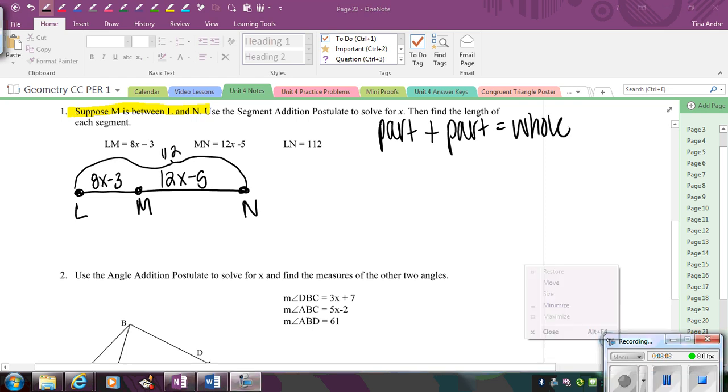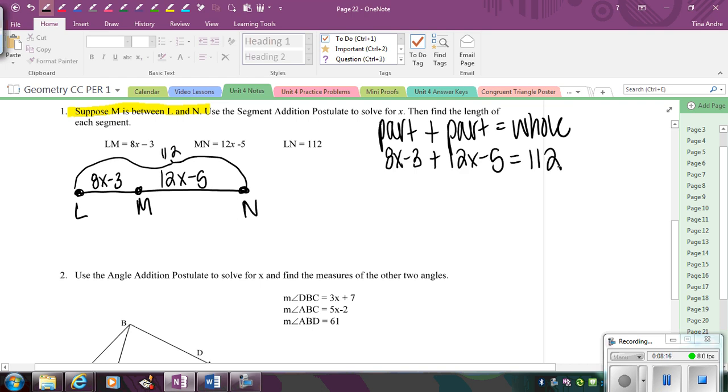So the first part is 8x minus 3. The second part is 12x minus 5. And the whole thing is 112. Using this picture is so helpful. So never try to do these without a picture. We're always using a picture here. So I add these up. So I get 20x, combining like terms, minus 8 equals 112. So I'm going to add that 8 to both sides.